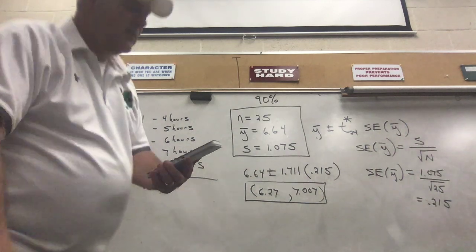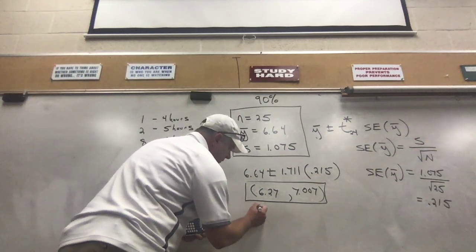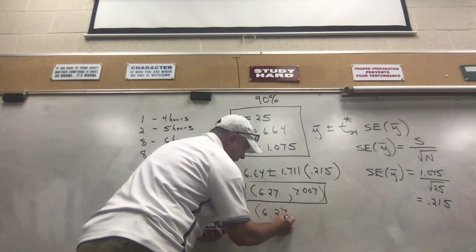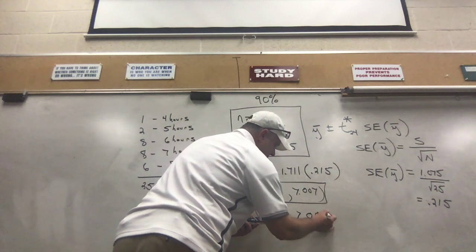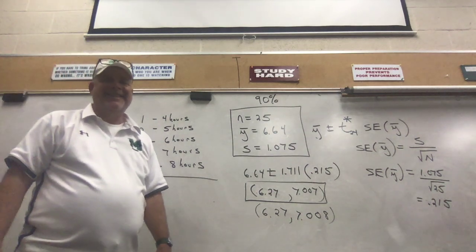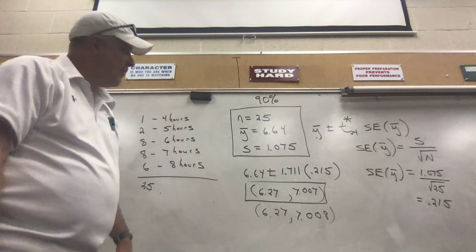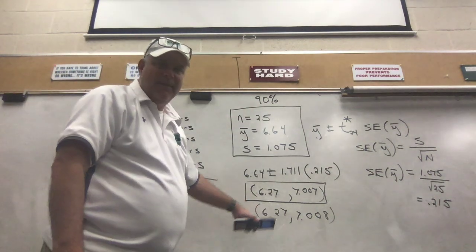Calculate. And guess what I got? 6.27 to 7.00, if we rounded it. Pretty darn close. But once again, just like with proportions, I still have to be able to show my work even though the calculator gave me that.